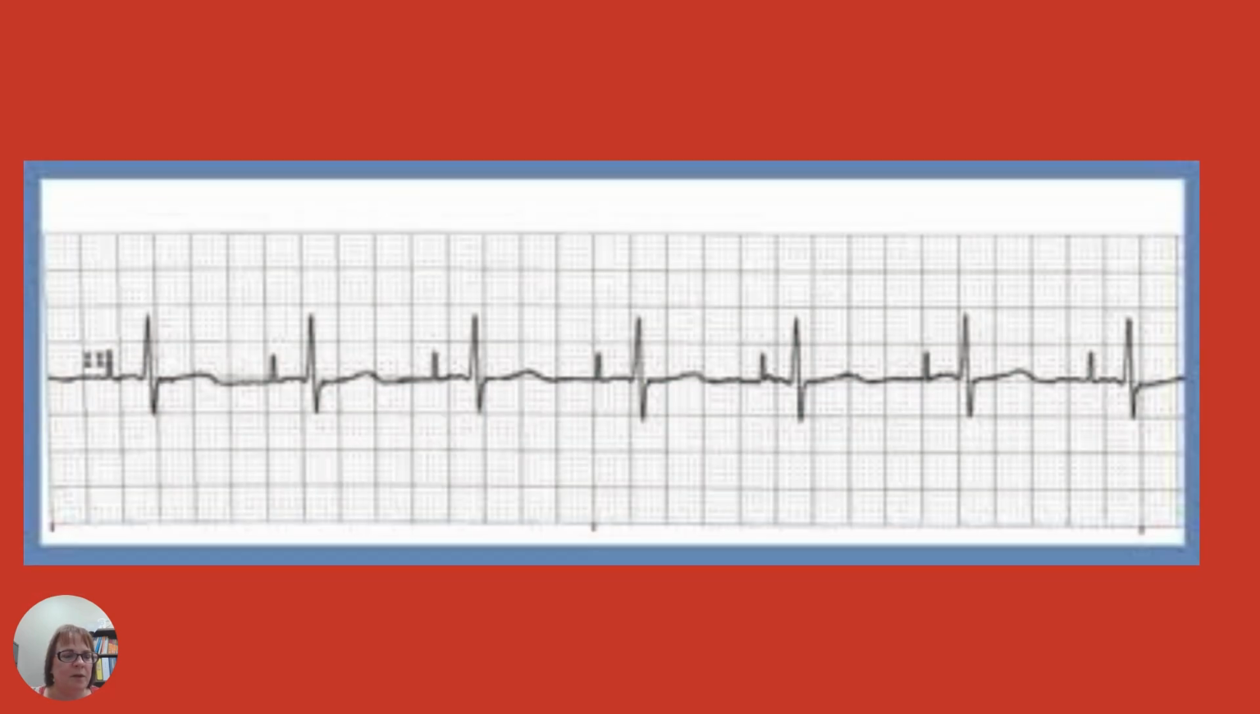Here's another one. Now this one has these little spikes before the atria fire, before those P waves. So this is a paced rhythm, because we have these pacemaker spikes before each P wave, making sure the atria fire.